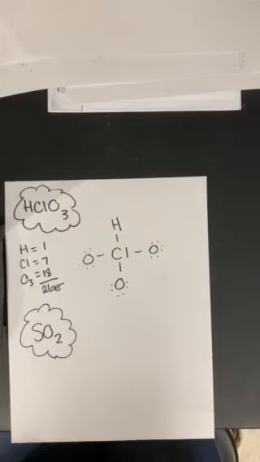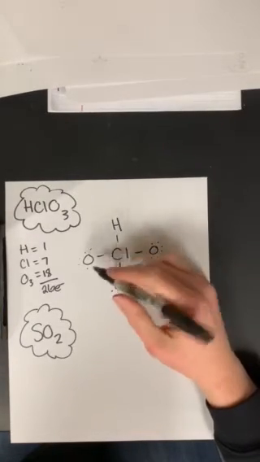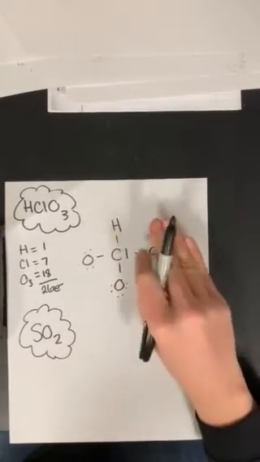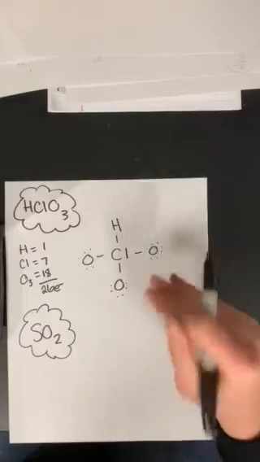Next we evaluate, does everybody have an octet, or is everybody happy? Oxygen has an octet, chlorine has an octet, hydrogen doesn't want an octet, it only wanted the 1 bond, so it's all good. Do we need any double or triple bonds? No, okay? Now we move on to formal charge.